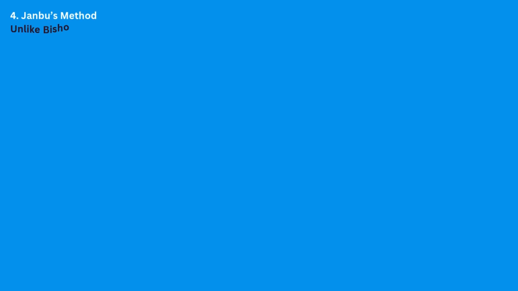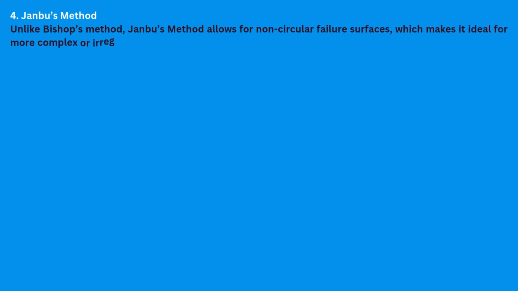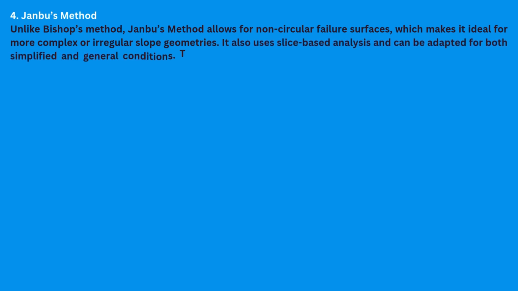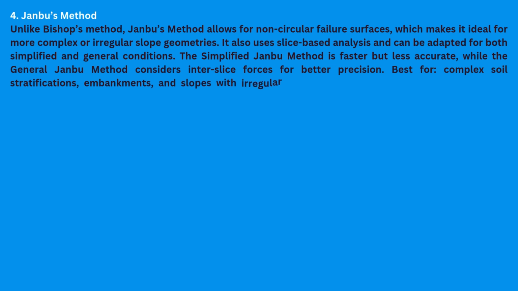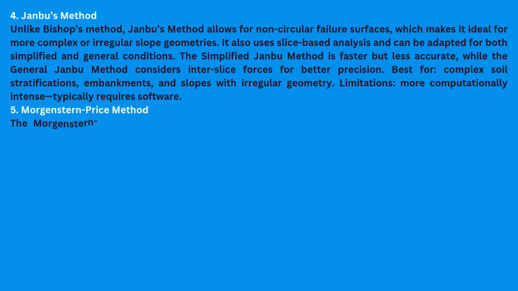4. Janbu's method. Unlike Bishop's method, Janbu's method allows for non-circular failure surfaces, which makes it ideal for more complex or irregular slope geometries. It also uses slice-based analysis and can be adapted for both simplified and general conditions. The simplified Janbu method is faster but less accurate, while the general Janbu method considers interslice forces for better precision. Best for complex soil stratifications, embankments, and slopes with irregular geometry. Limitations: more computationally intense. Typically requires software.